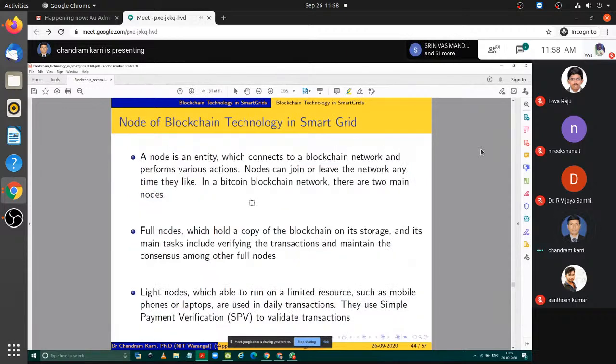So what is a node? When it is correlated to the smart grid, in simple terms, a node is this: if you have multiple blocks, those multiple blocks will be connected at one particular point. That point is taken as a node. So here in a node, if multiple transactions are there, one block can be removed or one can be attached. It depends on time.